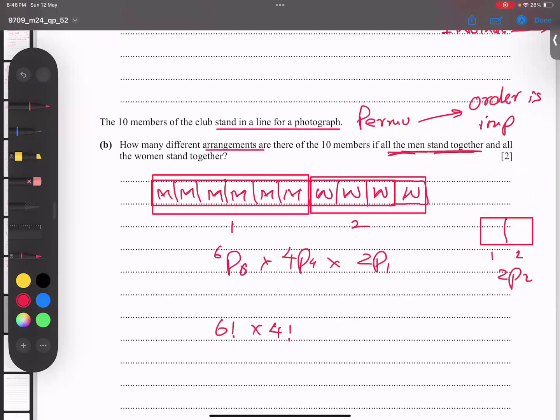So let me check it. The answer, hold on, let me check. So 6 factorial into 4 factorial into 2P2. Sorry, not 2P1, 2P2, because this 2P2 is simply 2 also. Okay, no problem at all. Into 2. And the answer is coming 34560. So alhamdulillah, the point is clear. And let's go for the next part.